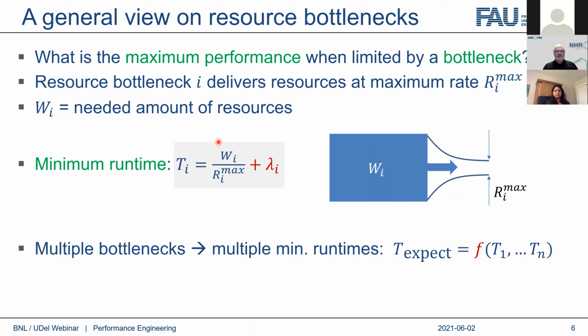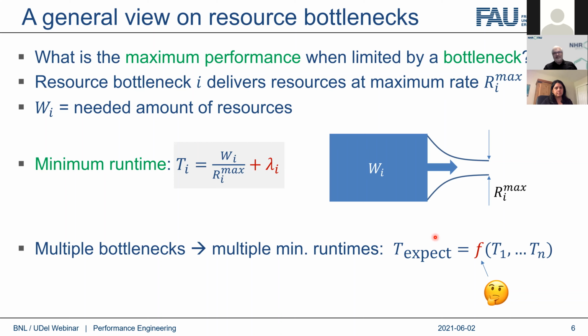And of course, there are multiple bottlenecks on our computer system. So I have multiple minimum runtimes. And in some way, I have to find a way to plug them together in a function to get some expected runtime. And this is the whole secret. What's this F function? What's the function of all these minimum runtimes? How do I have to put them together to get an expected runtime? That would be my performance model. It's actually a runtime model.